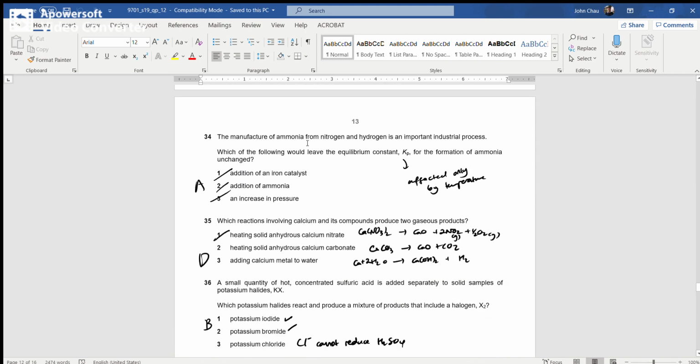34. The manufacture of ammonia from nitrogen and hydrogen is an important industrial process. Which of the following would leave the equilibrium constant Kp for the formation of ammonia unchanged? We know Kp is only affected by temperature. So any changes in catalyst, product or reactants will not affect it, and even an increase of pressure will also not affect the Kp.